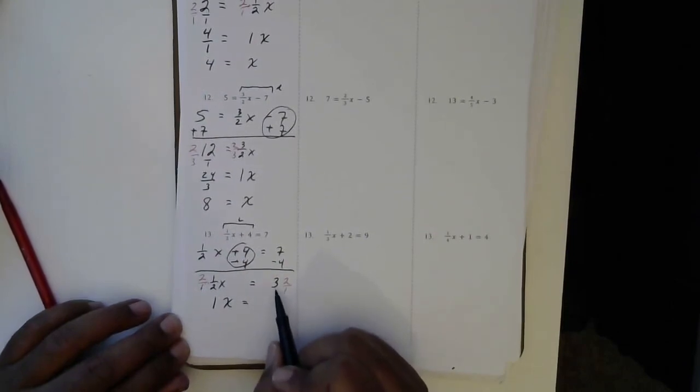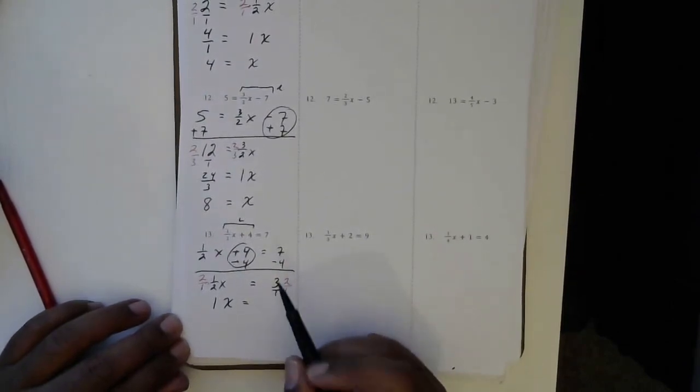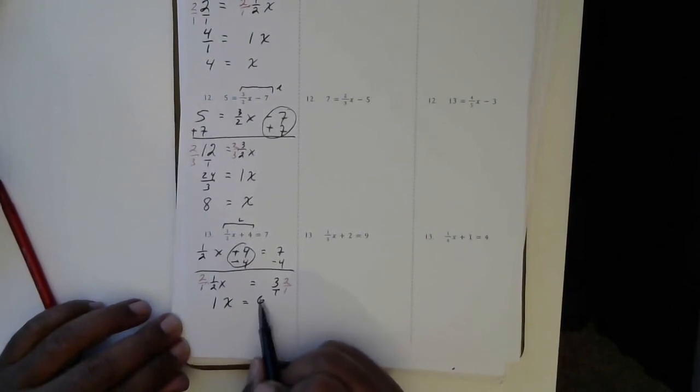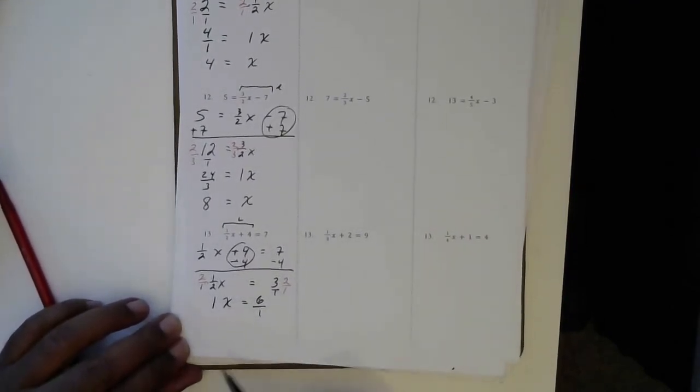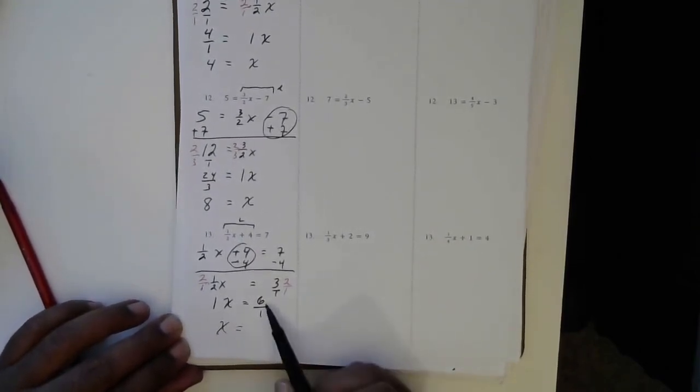Here, I want to make these two fractions, so I'll put a 1 under here. So 3 times 2 makes 6, and 1 times 1 is 1. All right, when we simplify the 1x, it's just an x. And when we simplify 6 over 1, it is a 6.